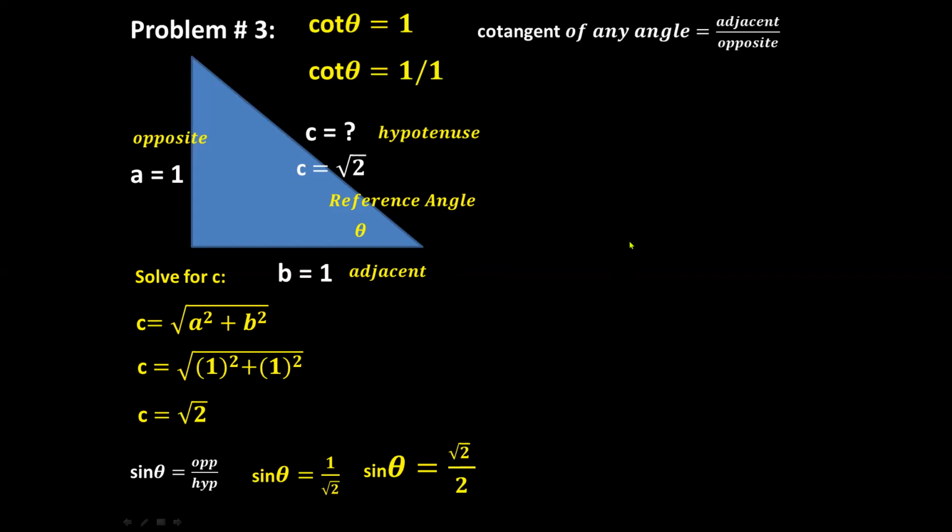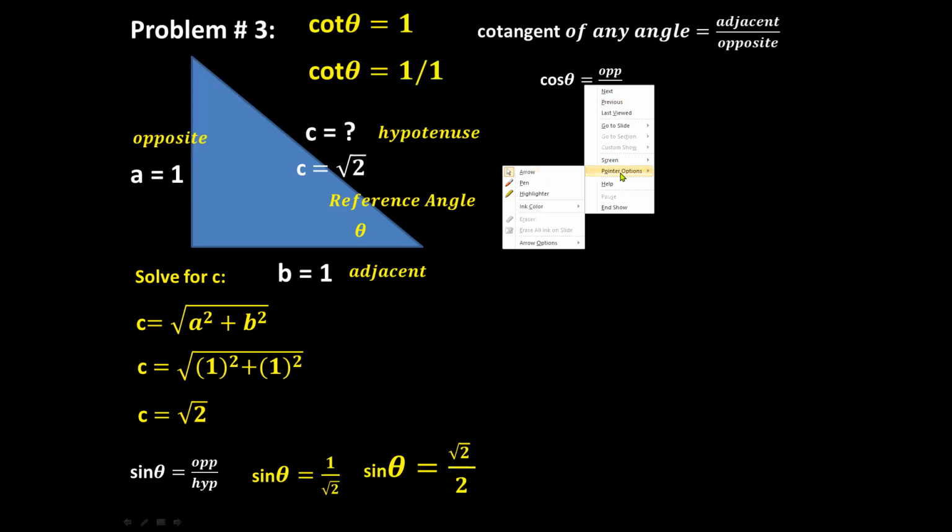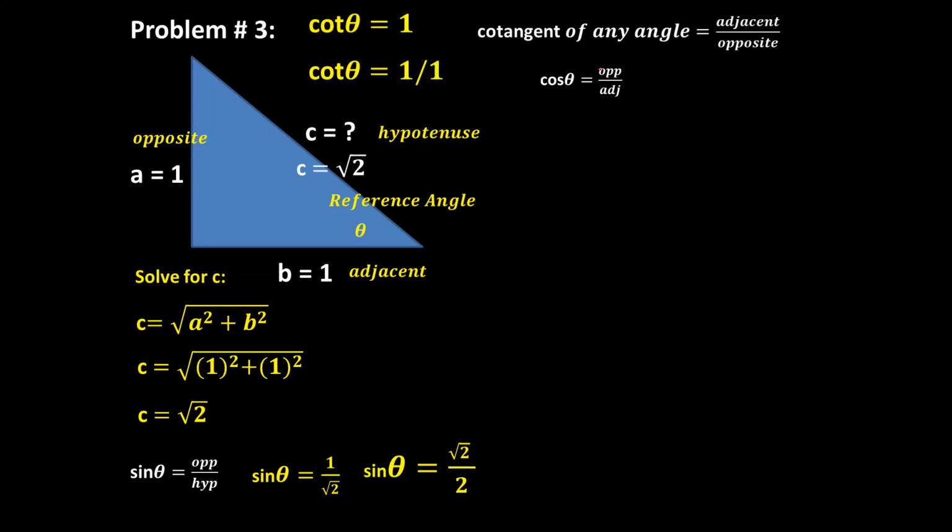The next function natin. What if kung ang pinapahanap is again cosine of theta? Again, let me correct this. This is not opposite over adjacent. This is adjacent sa taas, at opposite naman yung sa baba. So cosine of theta is adjacent, not opposite, hypotenuse iyan. Correct ko lang.